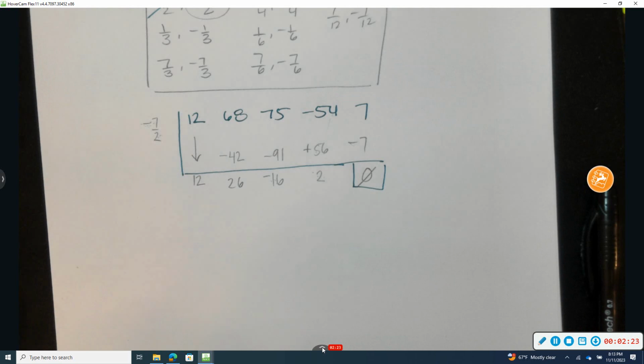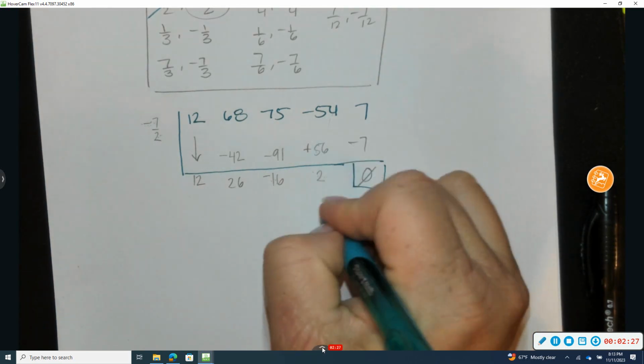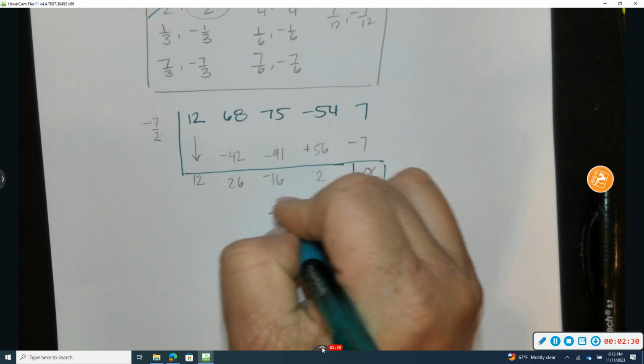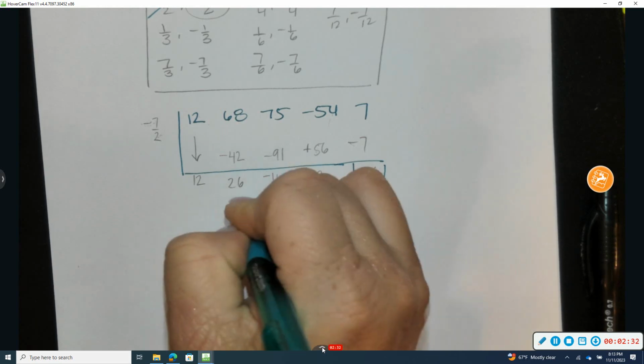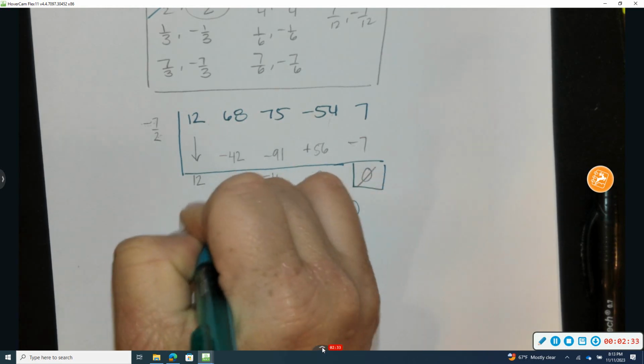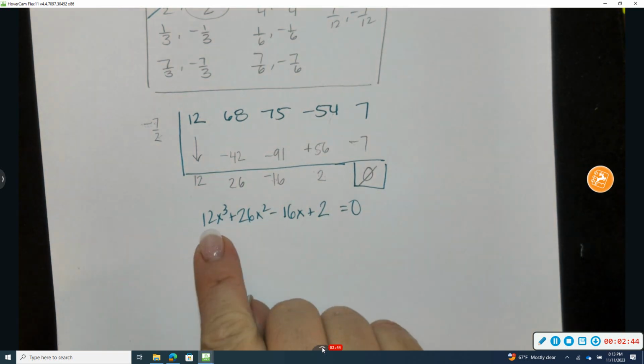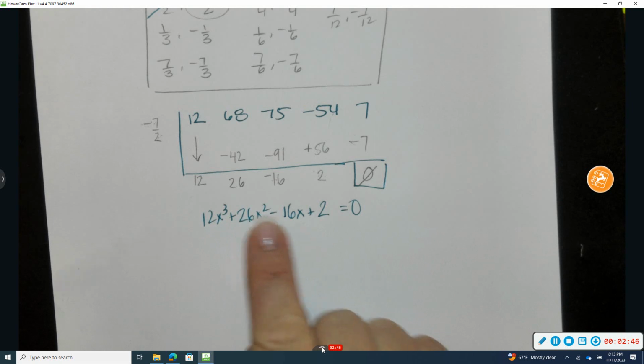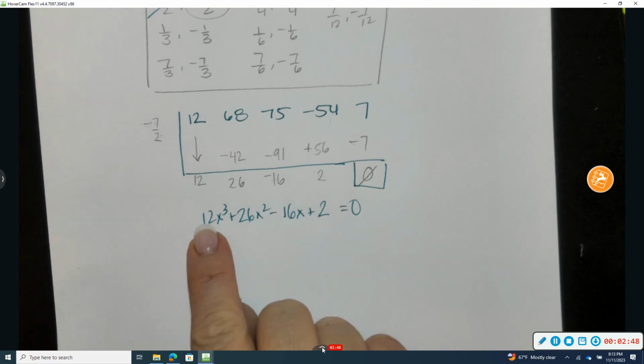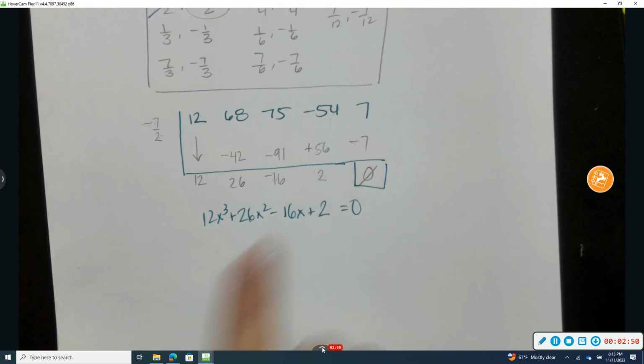Okay, let me write this down. So I have 0 equals 2, no x's, negative 16, 1x, 26, 2x's, and 12, 3x's. And now I'm looking at this, I'm analyzing, and I can already tell this is not going to work by factoring by grouping. Notice how it's small and then it goes large, and this doesn't even go small and large. So that pattern of factoring something out will not work for both. So what do we do next?